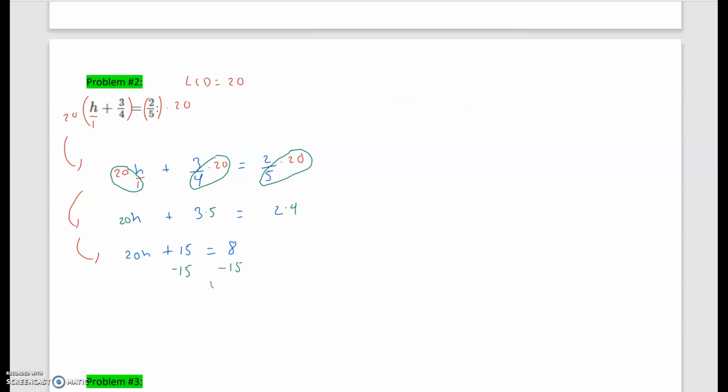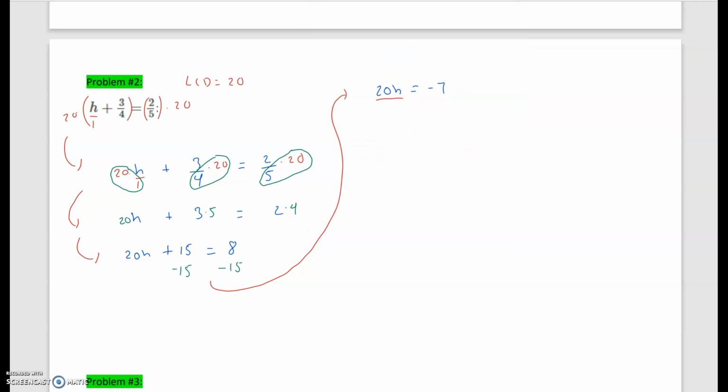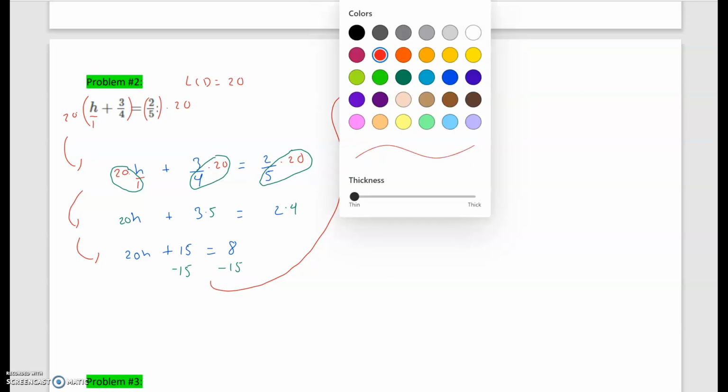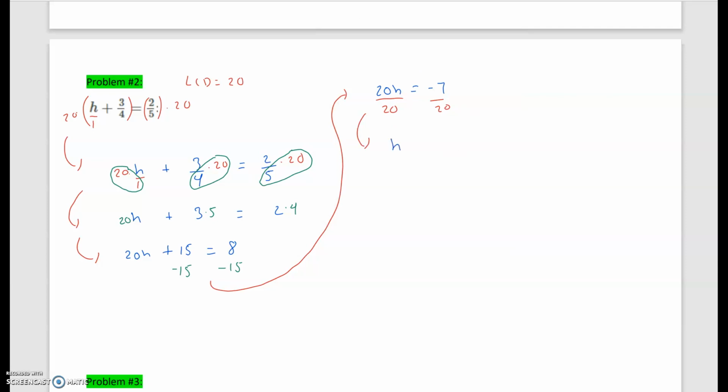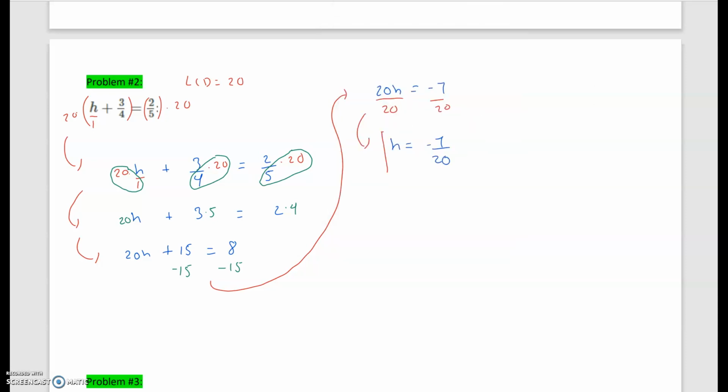And let me move the work up here. So we're looking at the values of 20h. And 8 minus 15 is going to equal -7. And then we'll do a division of the 20s, so that our final answer, in this case, our value of h is equal to -7/20.